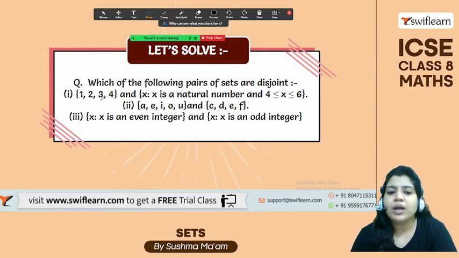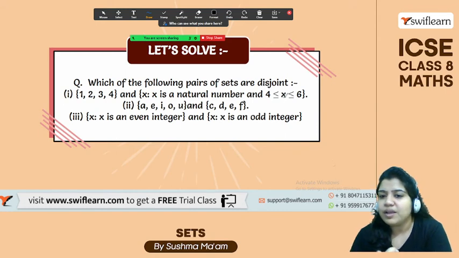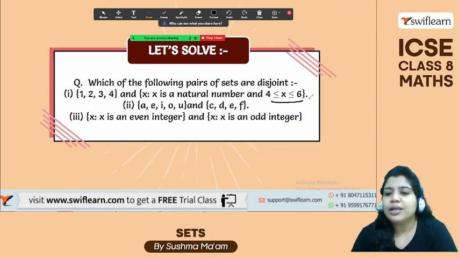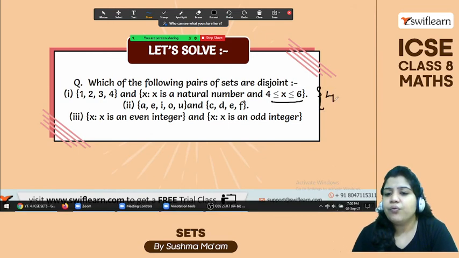So here we have a question: which of the following pairs of sets are disjoint? Disjoint means nothing is common. So 1, 2, 3, 4 are the elements, and x is a natural number such that x is greater than or equal to 4 and less than or equal to 6. So what are the elements we have in this? 4, 5, 6. So see, here 4 is common, so it's not disjoint.